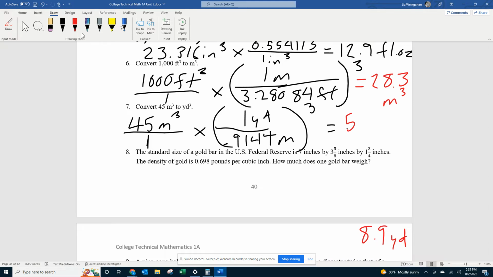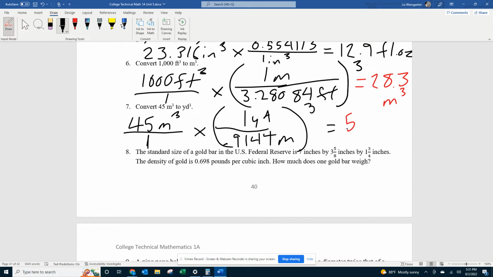The density of gold is 0.698 pounds per cubic inch. How much does one gold bar weigh? So this is going to be an interesting conversion. So we know we can figure out what the cubic inches are. And then we know how many pounds per cubic inch it is.